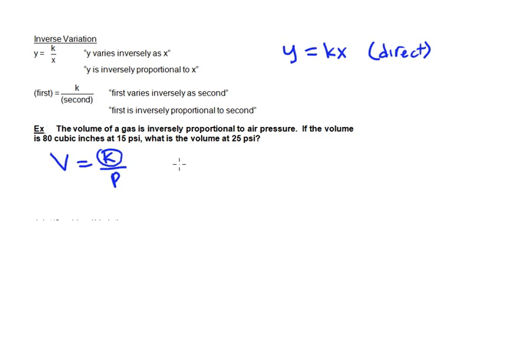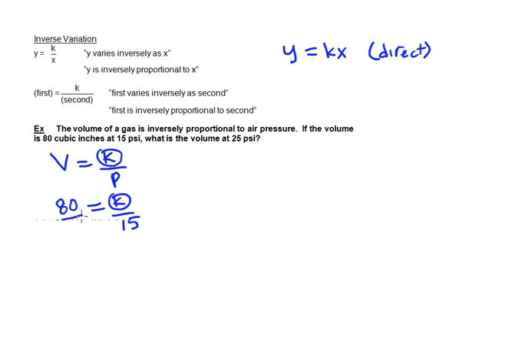So I'm told the volume is 80 cubic inches, so I'll plug that in for V, so I get my 80 over here, at 15 psi, and so that's the pressure, and then I have my k is still in the numerator, but the pressure again is 15 psi. And it doesn't ask us to find the value of k, but in order to answer this question, I'm going to need to go back and find that value.